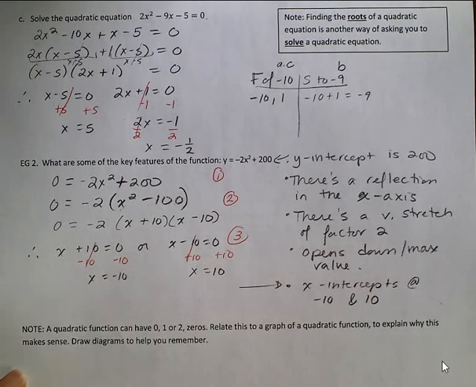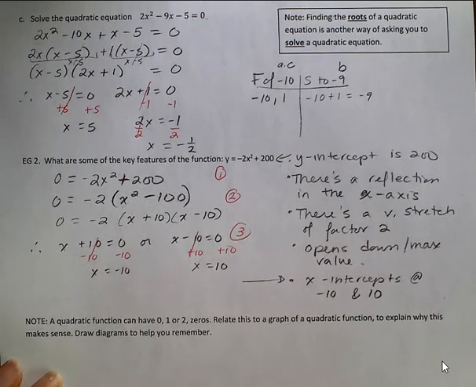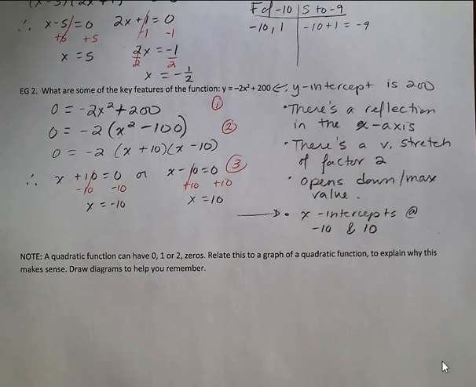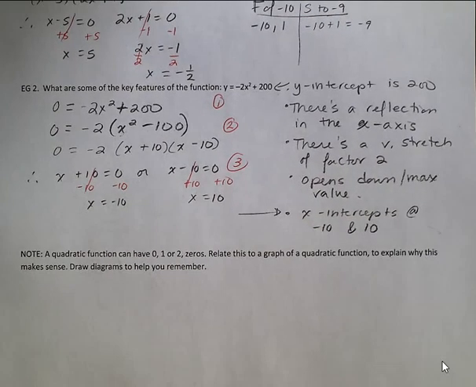And the last part says a quadratic function can have 0, 1, or 2 zeros. Relate this to a graph of a quadratic function to explain why this makes sense. Okay, so really think about a graph. So remember, every time we do a video lesson, you should try to do the questions on your own. So you should be pausing the lesson and then resuming it after you've tried it or after you've done calculations.